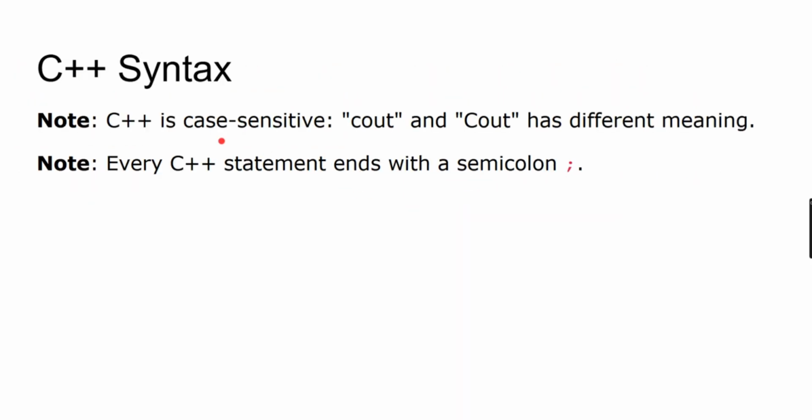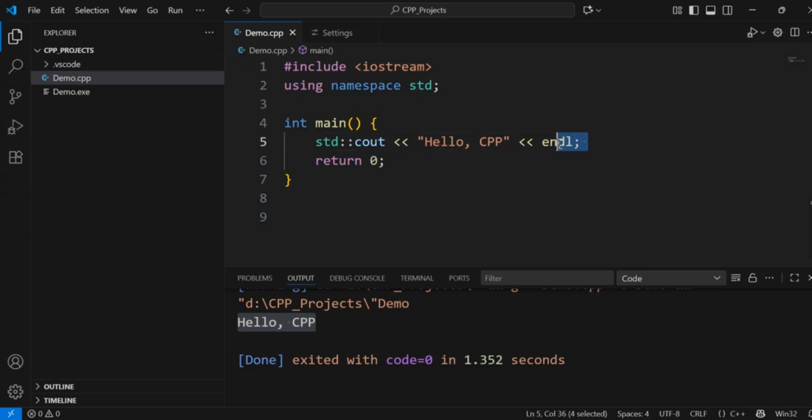Another thing you need to keep in mind is that C++ is a case sensitive language, meaning cout and Cout have different meanings, and every C++ statement ends with a semicolon. The semicolon is an important part here. Every statement will end with a semicolon. Here you could see this particular statement is ending with a semicolon, this statement is ending with a semicolon, and also the using namespace std is ending with a semicolon.